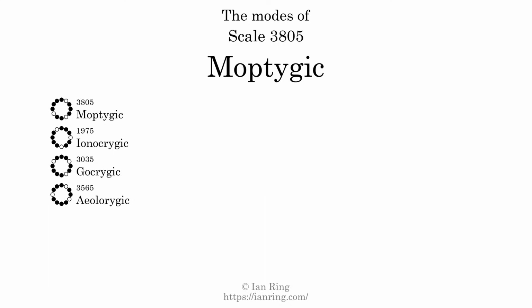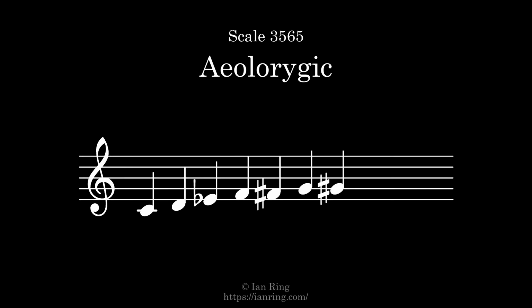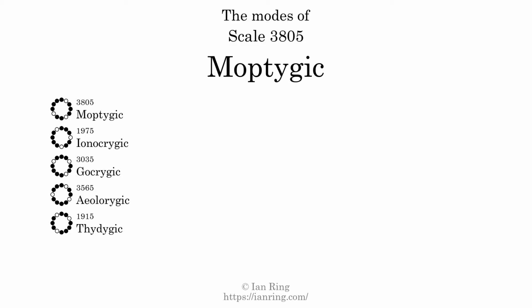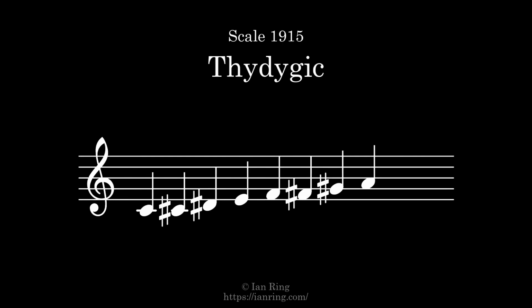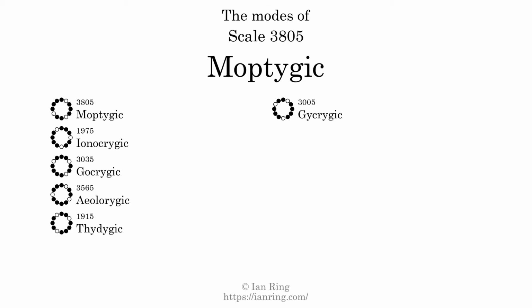The fourth mode is scale 3565, also known as Moptygic. It sounds like this. The fifth mode is scale 1915, also known as Moptygic. It sounds like this. The sixth mode is scale 3005, also known as Moptygic. It sounds like this.